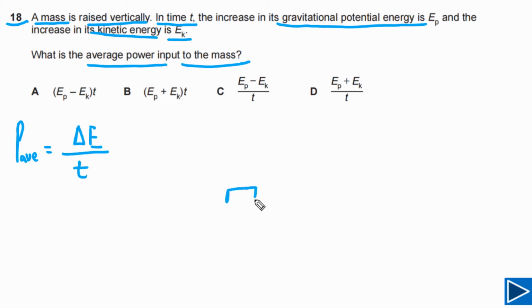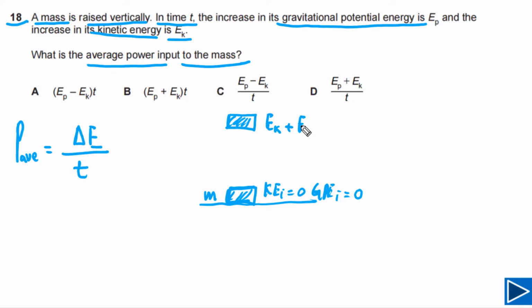Now imagine that we have the mass here. Let's say this mass is placed on the ground. It has kinetic energy initial equal to 0, and gravitational potential energy initial, which is also equal to 0. Now we raise this mass vertically to a certain height. At this height, the kinetic energy of the mass is EK, and it also has EP. So this is the total energy of the mass at this point.